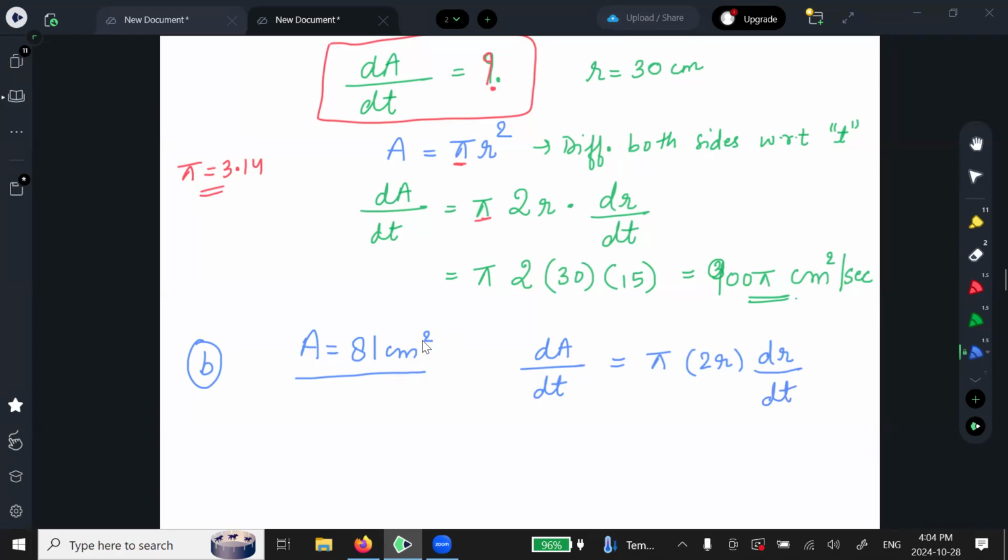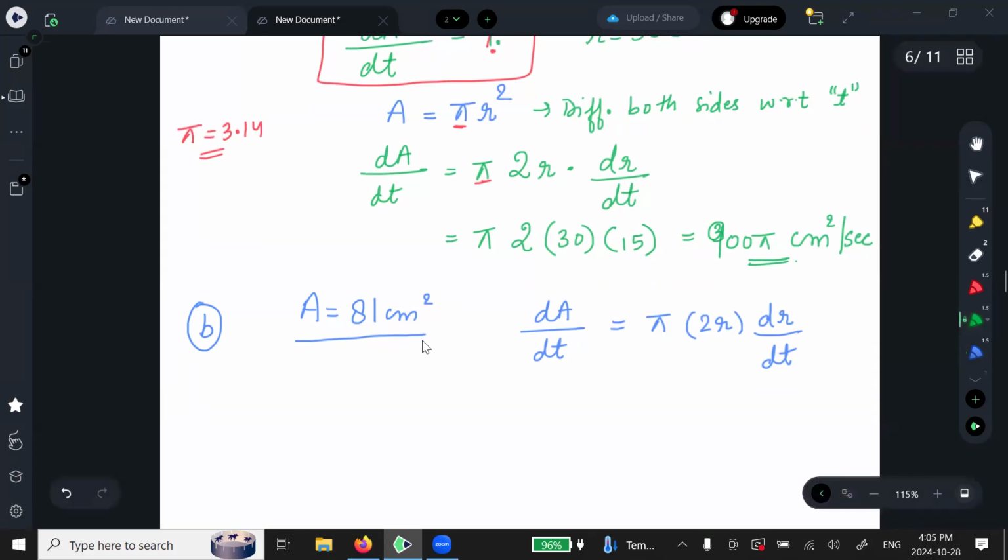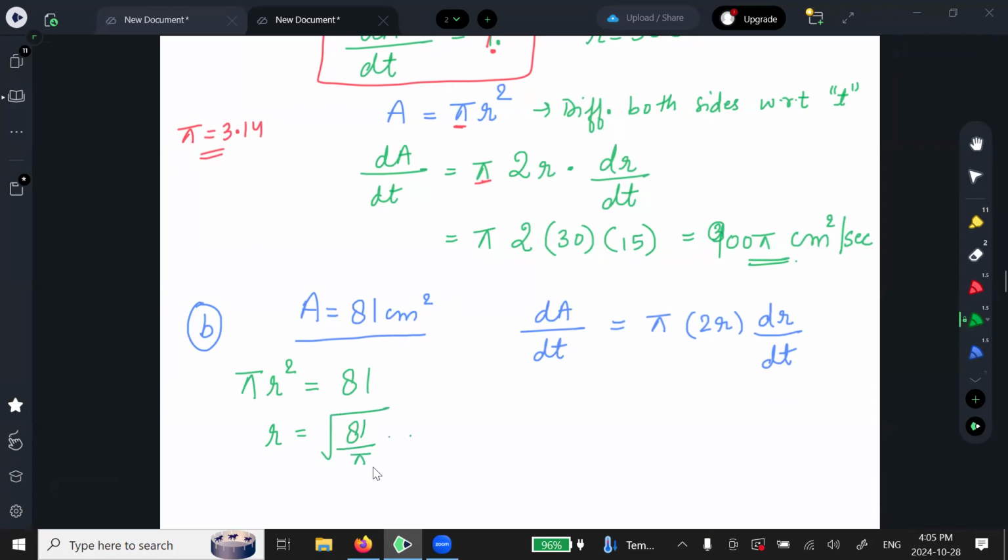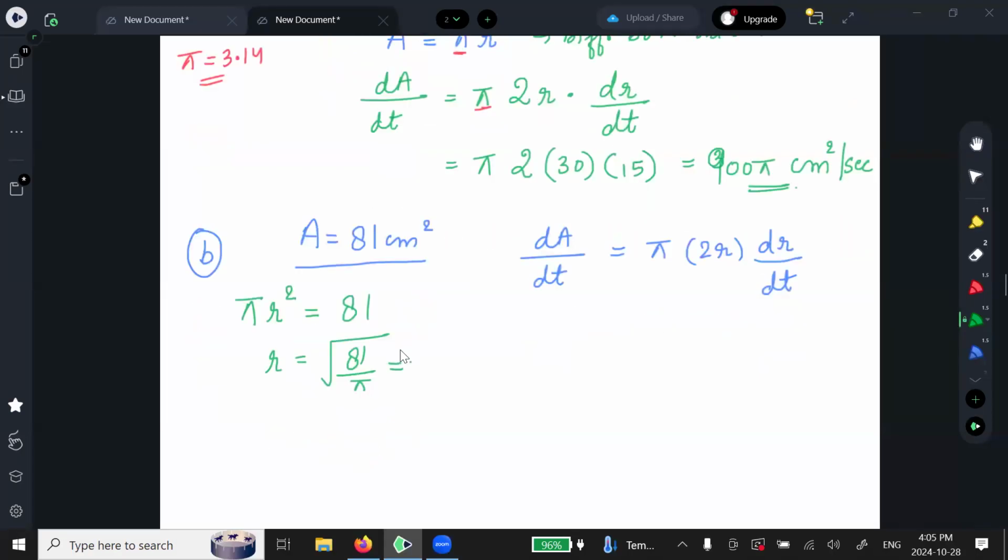But in this case, they don't give me the r here. They give me the area. So I have to find the r. How do I do that? I solve for r. So pi r squared is given to be 81. What is r? Can you find me a nicer looking number without the roots and pi? 9 over square root of pi. Yeah, I don't want square root. I don't want pi. Can you give me a decimal?